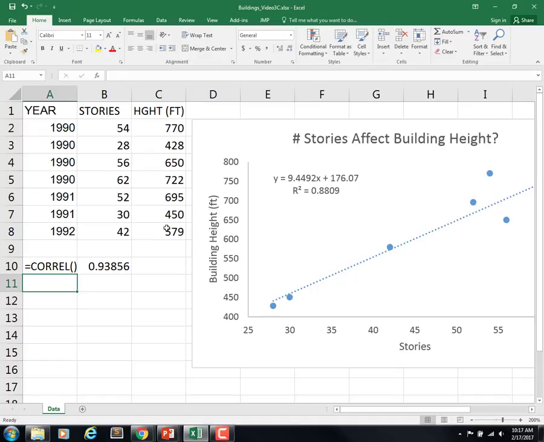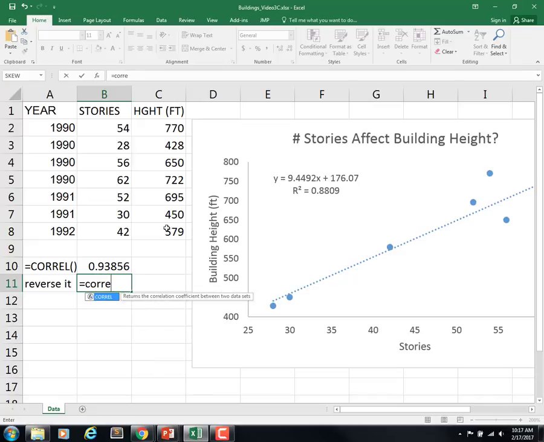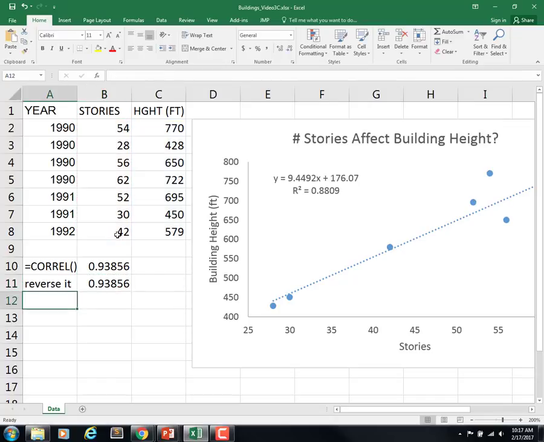Now remember, if I reverse it, the correlation coefficient does not matter which order you put stuff in. So if I put the height first and then the stories, it'll give me the exact same correlation coefficient. Obviously, if we're trying to predict one using the other, we should put them in the x and then the y, right? So the relationship is the same regardless of which way we put them on which axis. But if we start to try to do causation or prediction, then we need to make sure we have them in the correct order.